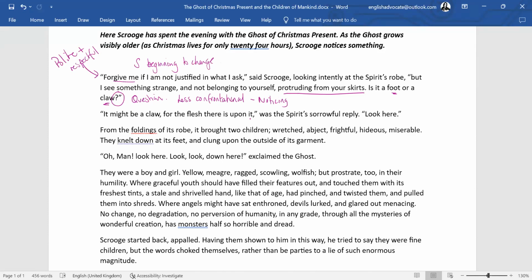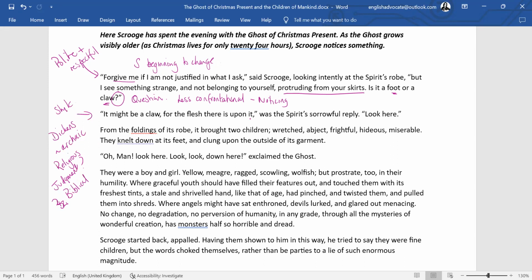And the style in which the ghost answers him is beginning to change. So we can talk about the fact that Dickens has the ghost speaking in a much more archaic, right? That means old-fashioned style. Okay, this is much more almost religious, and it has a kind of air of judgment to it. It's almost biblical in its style.